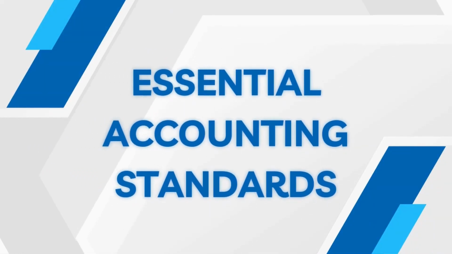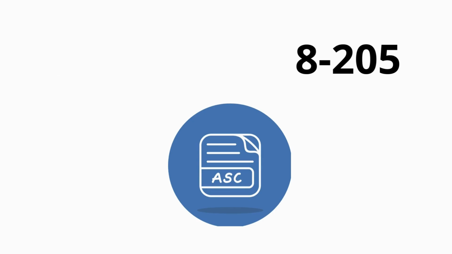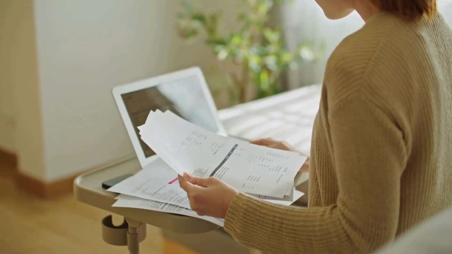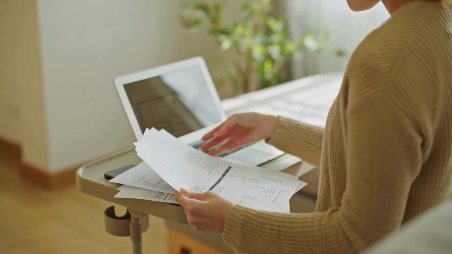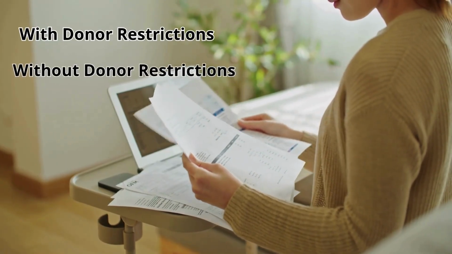Essential accounting standards for nonprofit endowments. The primary accounting standard is FASB ASC 958-205. In this standard, nonprofits are required to report net assets in two categories: with donor restrictions and without donor restrictions.